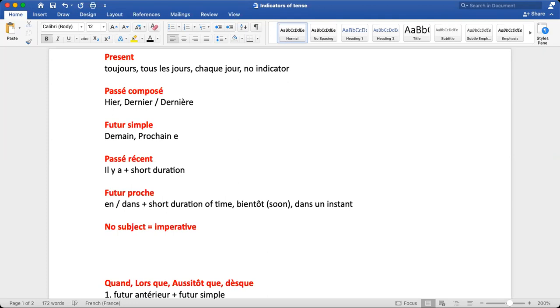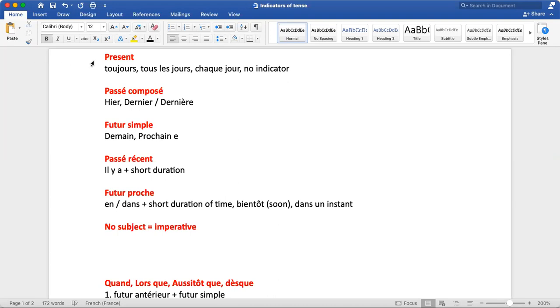Our today's topic is the temps convenable. To understand how to do temps convenable, before that we have to understand what are the connectors which help us to find out which tense will be applied. So let's see what those indicators are.